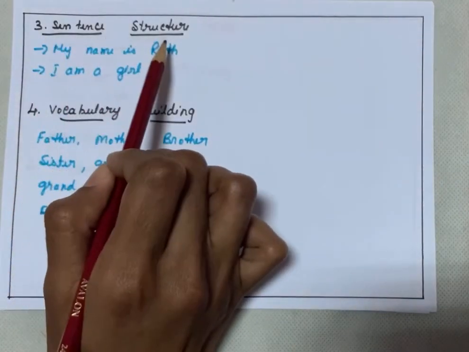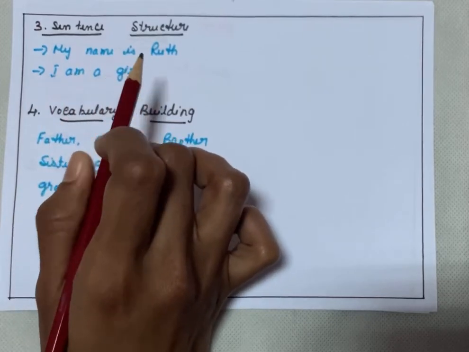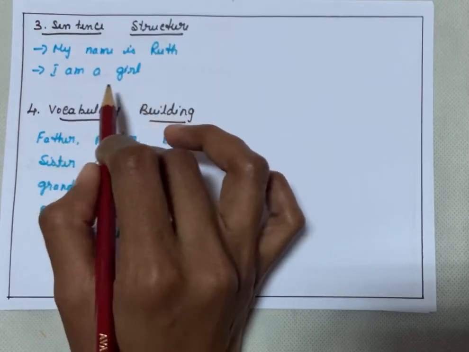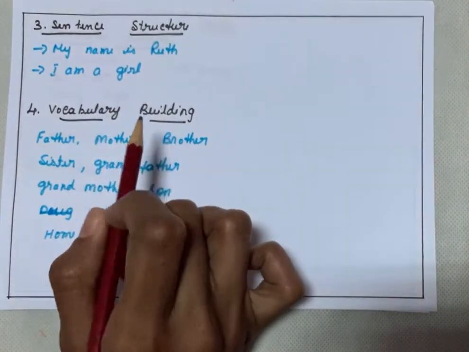Next comes the sentence structure. In sentence structure, your child should be able to tell a few sentences like my name is Ruth, I am a girl and all these. And next is vocabulary building.